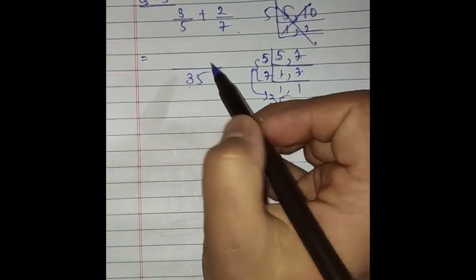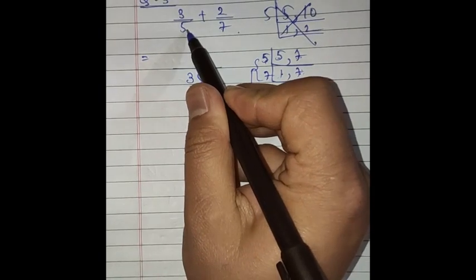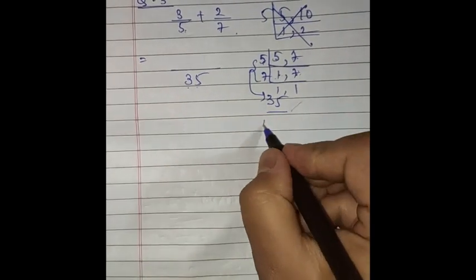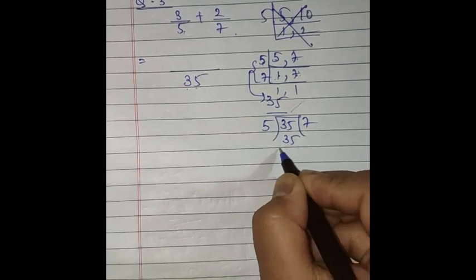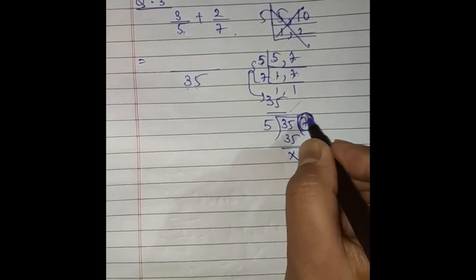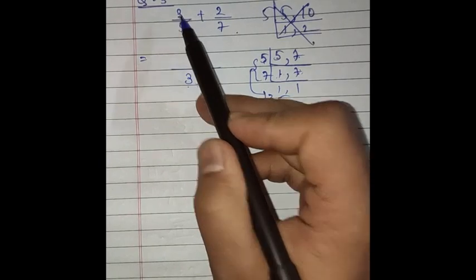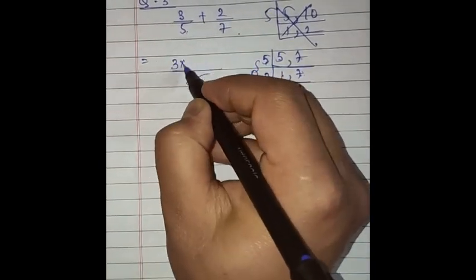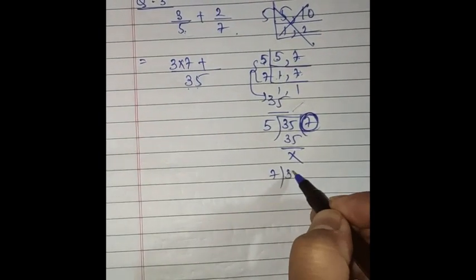Now our next step, after taking out the LCM, you will divide this denominator with this LCM. So 35 divided by 5. 5 sevens are 35. So what is our quotient? 7. So you will multiply this with the upper numerator, this side. First of all, I am solving this one. So 3 into 7 plus, now divide this 35 by 7.